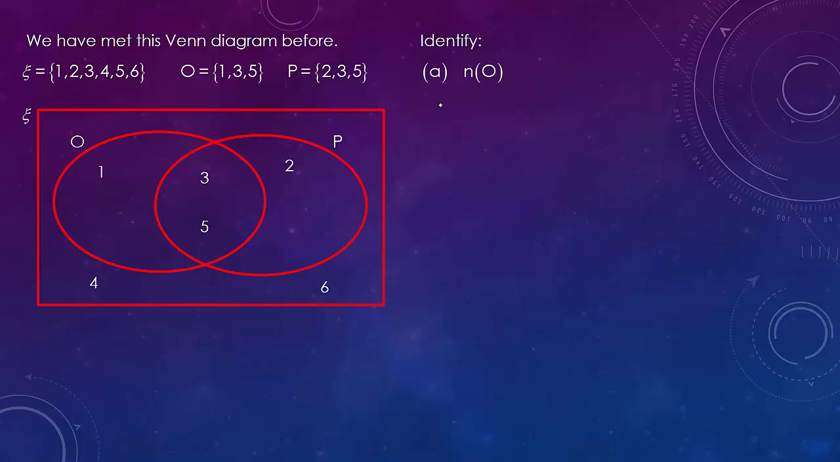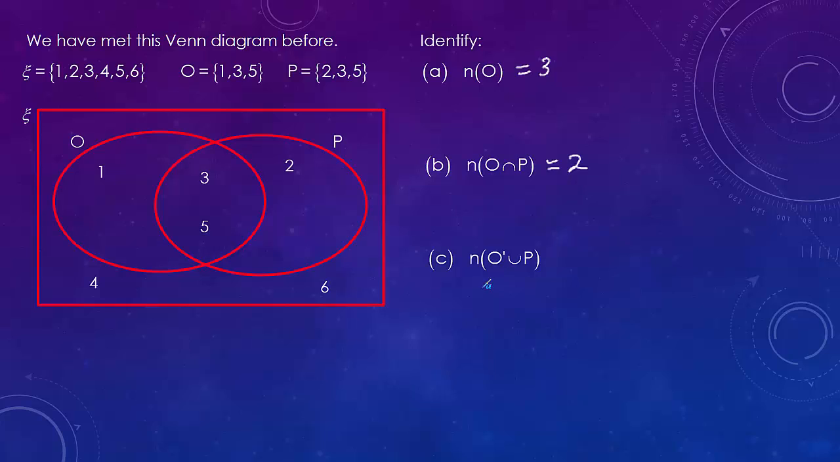5 is both. And 6 is neither. So we want to identify the number of elements in the set O. So if we look in the bounding ellipse for O, there are 3 elements. Then the number of elements in both, and finally the number of elements in this set here. So the number of elements in O, as we just counted, are 3. The number of elements in the intersection of O and P is 2.